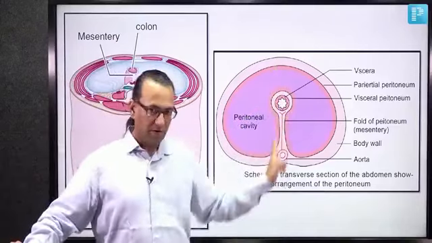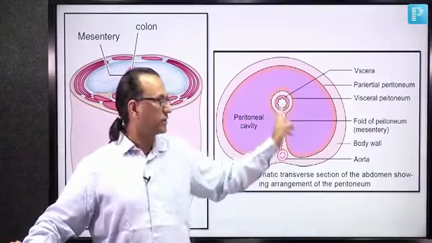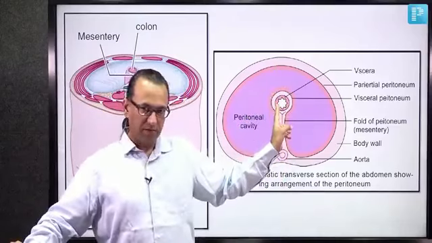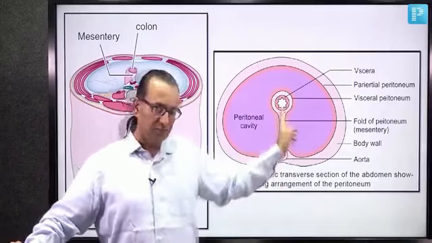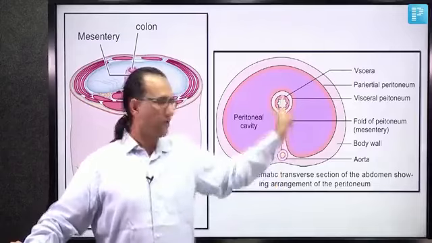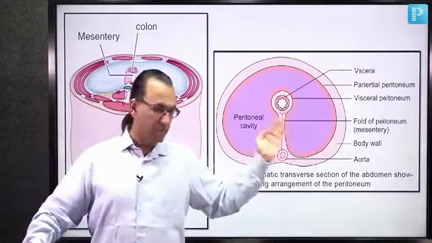It may be called mesoenteron if it is attaching to the small intestine. It is mesocolon if it is attaching to the colon, or it could be mesoesophagus, mesoduodenum, mesoappendix, etc. Let us look at a side view of the mesentery then.